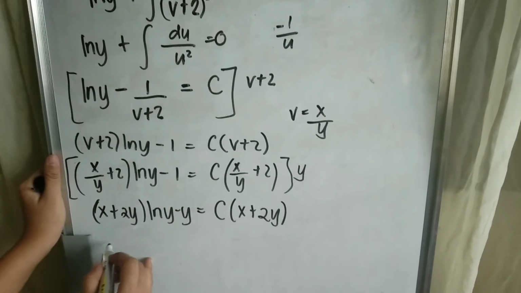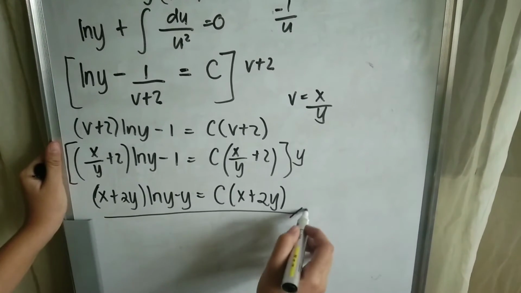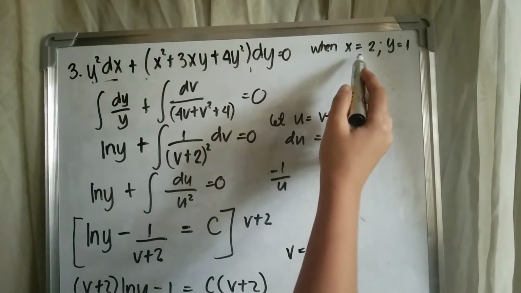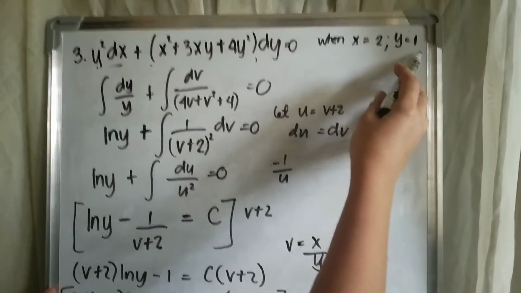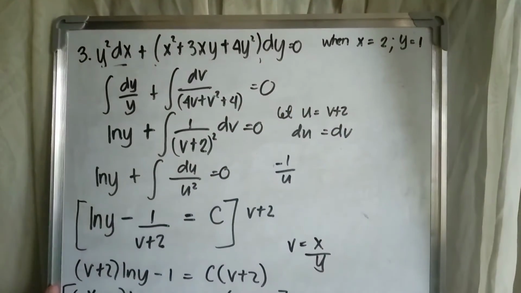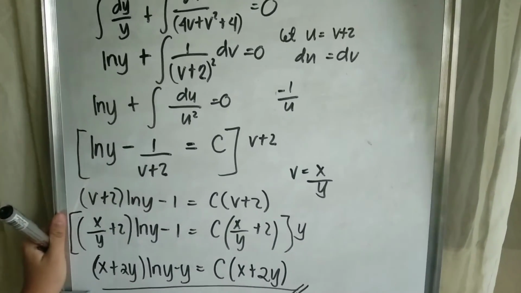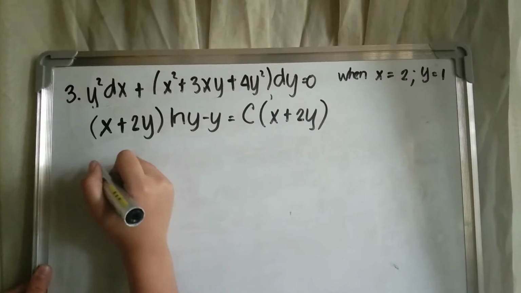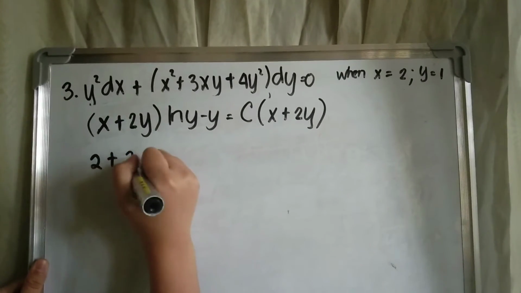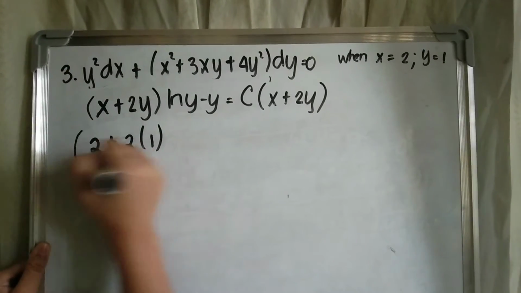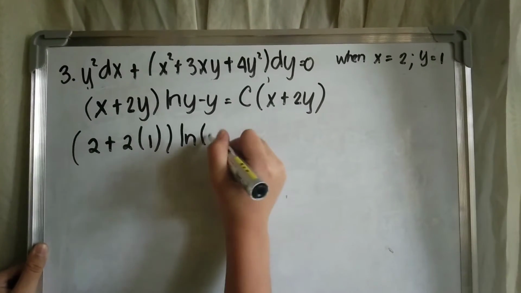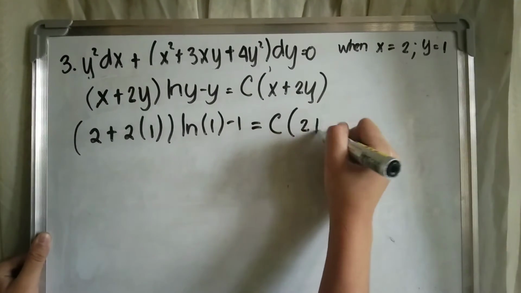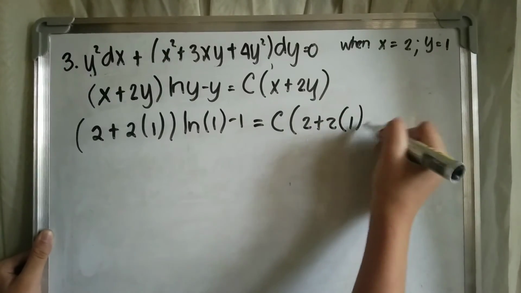So this is now our general solution. Since we have here a given condition of x equals 2 and y equals 1, we will substitute these values to our equation. So let us substitute these values to our equation: x equals 2 plus 2 and y equals 1. ln of 1 minus 1 is equal to c times (2 plus 2 of 1).